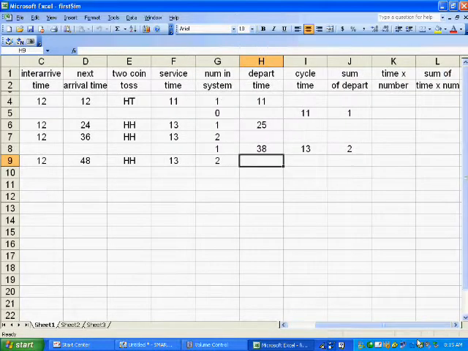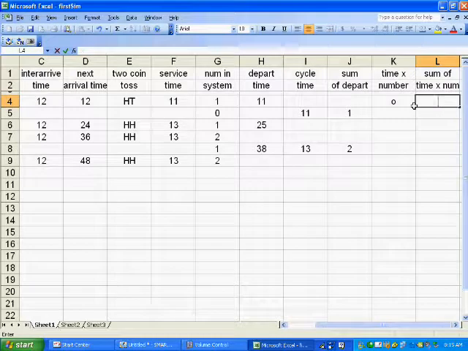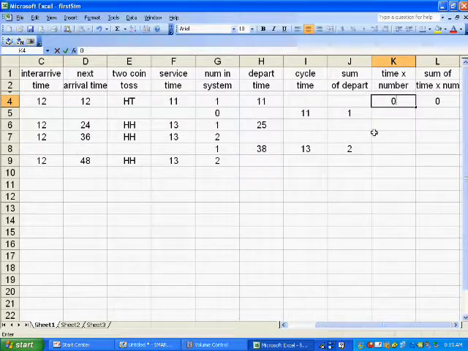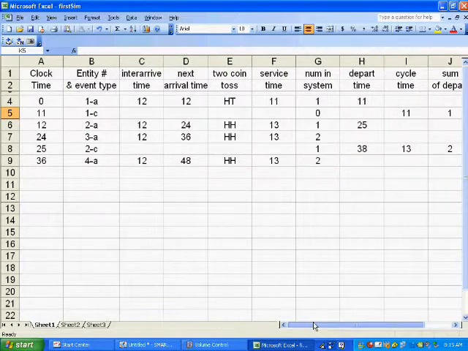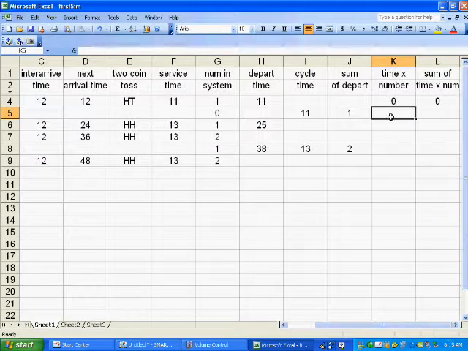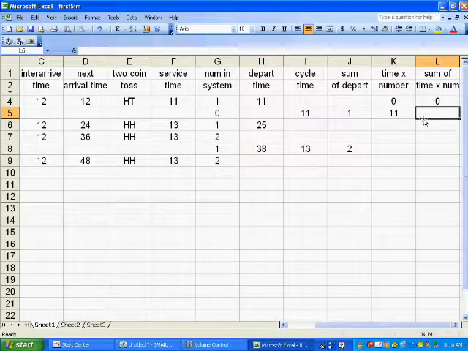Okay, at time 0, this is going to be 0, and the accumulation is 0. Okay. At time 11, we look backwards in time and add that little bit of area. The area is the time interval. We had 11 time units, times the number, which is 1. So we're going to add 11, and of course the accumulation is 11. So that takes care of that column.